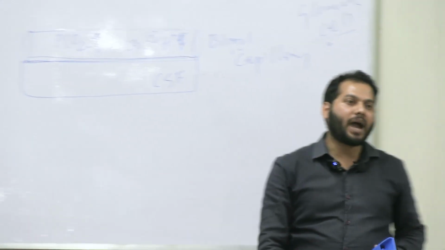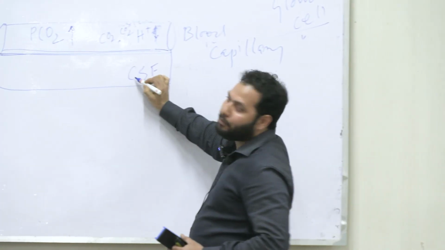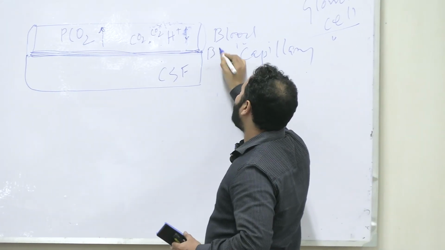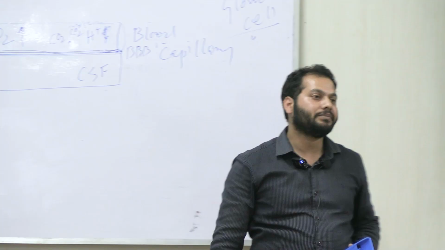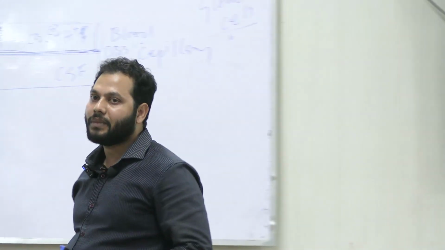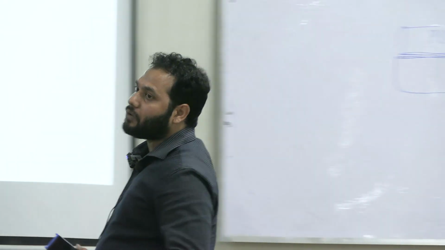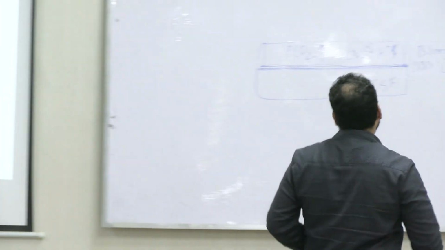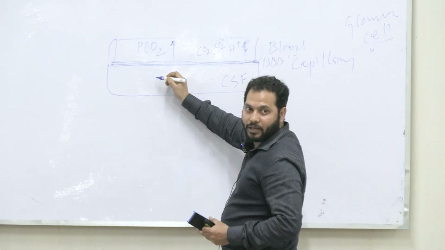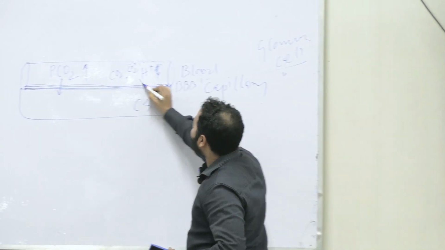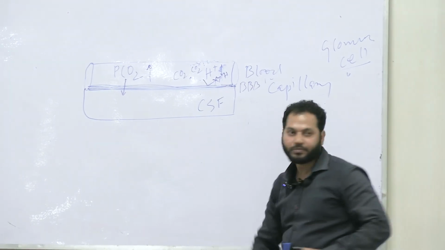This is the cerebrospinal fluid layer. In between the capillary and the cerebrospinal fluid layer, there is a barrier, also known as the blood-brain barrier, right? The most important property of this blood-brain barrier is that it allows the carbon dioxide molecule, not the H plus ion. It means carbon dioxide molecules can easily pass through this barrier, but it prevents the entry of H plus ion, right?